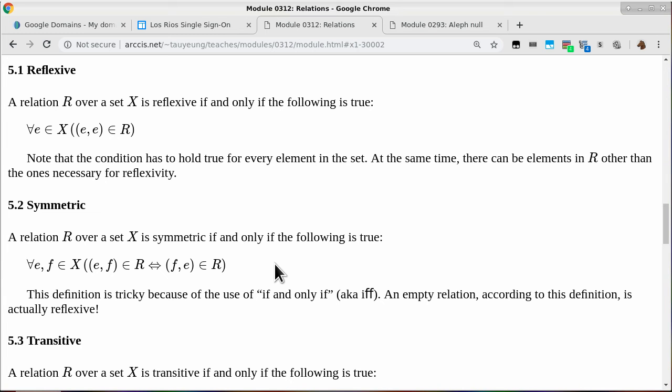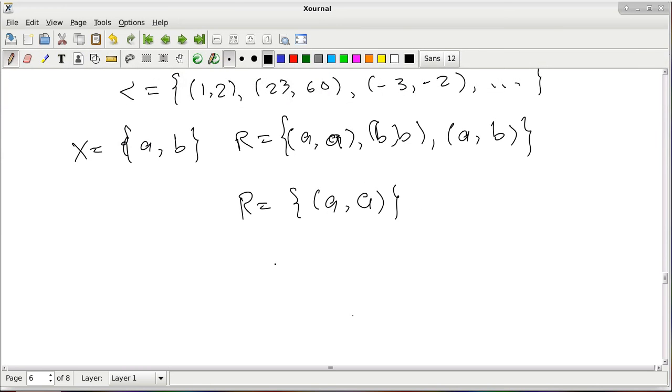What if EF is not in R? Well, then you better not find FE in R. Because this symbol is if and only if, which means that in order for the if and only if to be true, if one side is false, the other side has to be false. If one side is true, the other side has to be true. So that's how we define whether a particular relation is symmetric or not. So let me ask you this question then. This is X, and this is R. Is it symmetric?